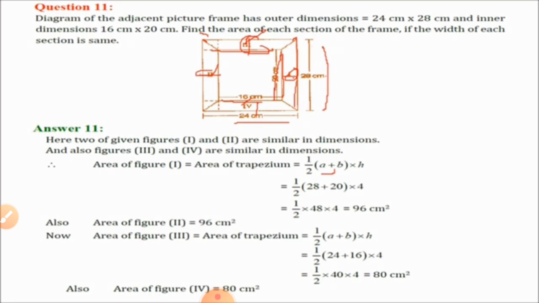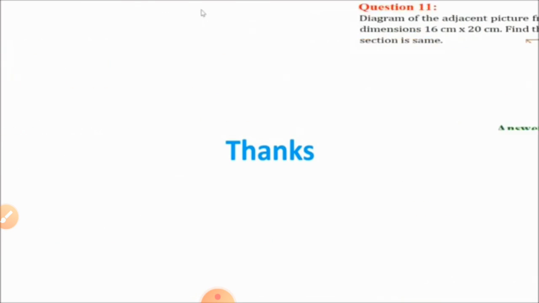Figure 1 and figure 2. Area of figure 1, area of figure 2. Can you imagine why the frame is there? That's the frame, so its area is bigger. Area 1 is bigger than area 2. 96. And the second one, inside the figure, that's the area of the figure here. Yes, 80 centimeter square.